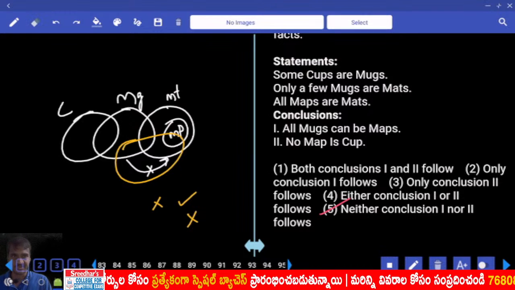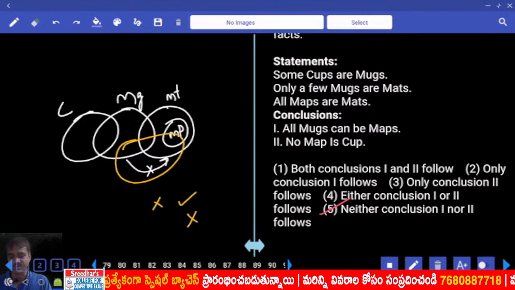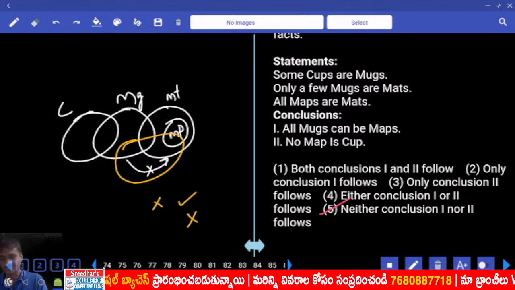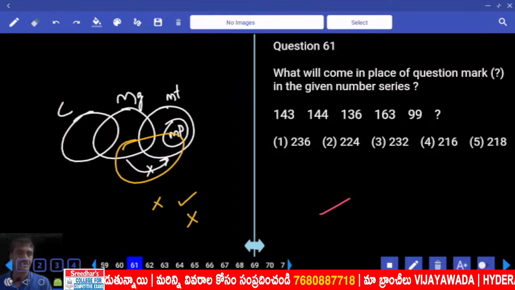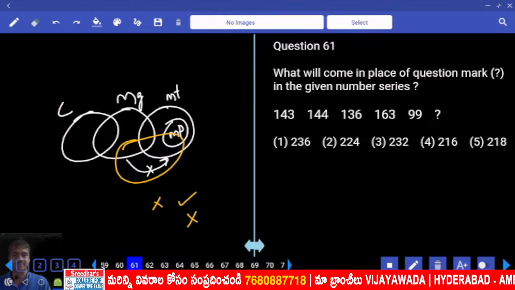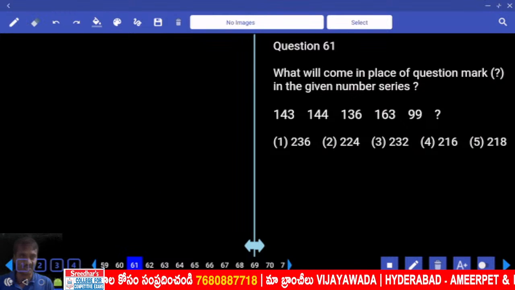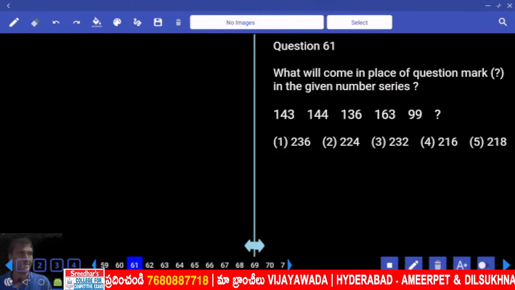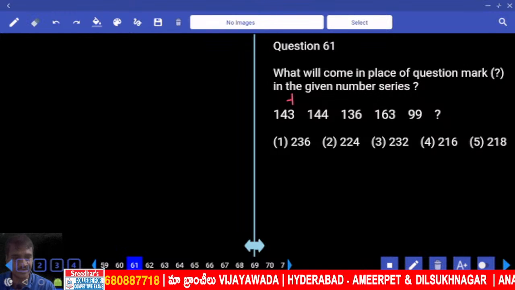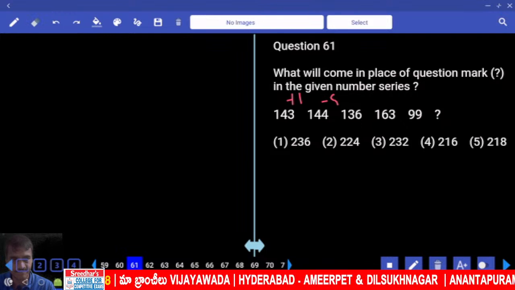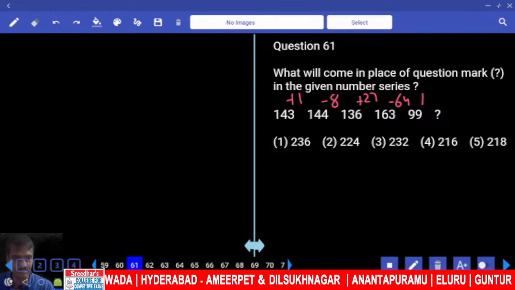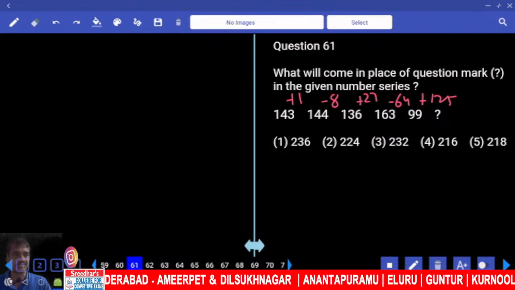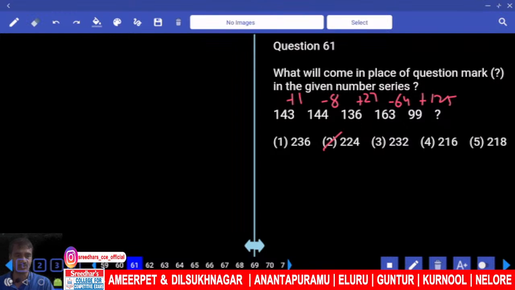Now this is about paper number 33. Number series question numbers please. 61. Now in this question number 61. Now 143, 144. Numbers are increasing at a smaller rate. Hence it must be under difference. Now 143, 44 plus 1. Next one minus 8. Next plus 27. Minus 64. Plus 125. 125 plus 100, 225 minus 1, 224 choice.